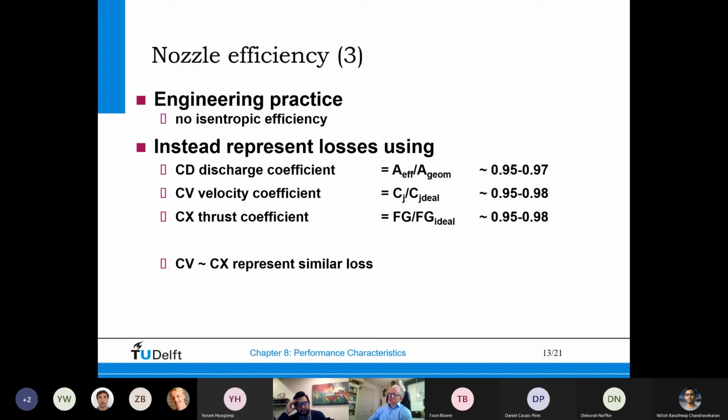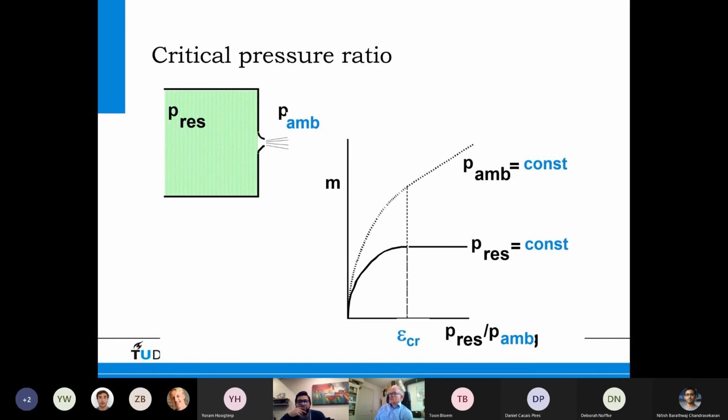And also these relationships and these values are established by either CFD and especially in the past by tests. So you cannot use a direct thermodynamic analytical derivation for it. It's empirical. So, critical pressure ratio. I'm not sure, but this is to explain how the propelling nozzle really works and how the gas thermodynamics around it work.